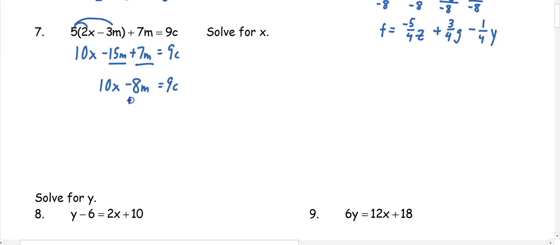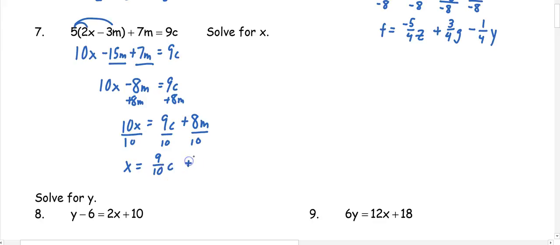Then to get x by itself, we're going to add 8m to both sides since it was subtracted. 10x equals 9c plus 8m. Then we can divide everything by 10 and reduce. So the c doesn't reduce, so it's 9/10 c. It does reduce by the m to become 4/5 m.